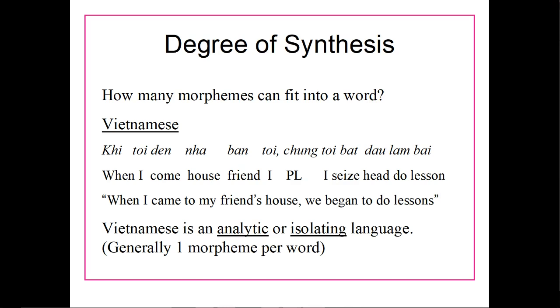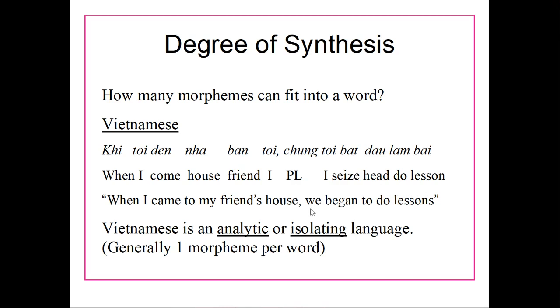So we have this example from Vietnamese where we actually have a lot of different words that are essentially one morpheme per word. We have one word for when, one for I, one for come, one for house, one for friend, one for I, one for plural, another for I, one for seize, one for head, one for do, and one for lesson. So when I came to my friend's house, we began to do lessons.